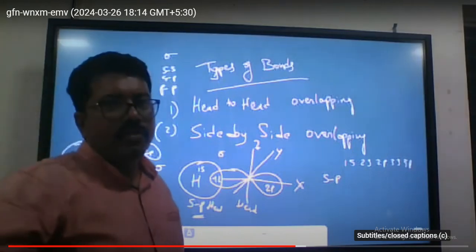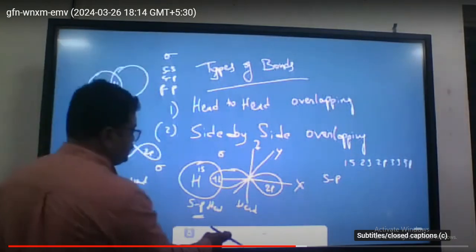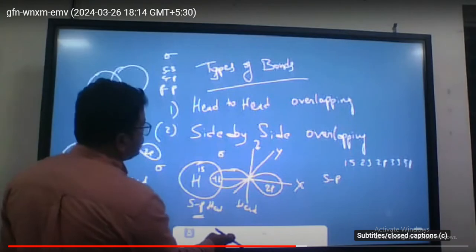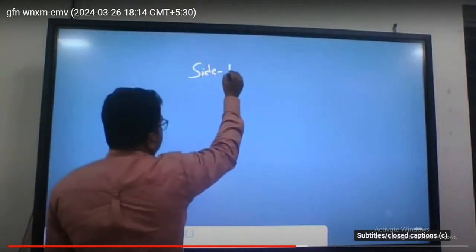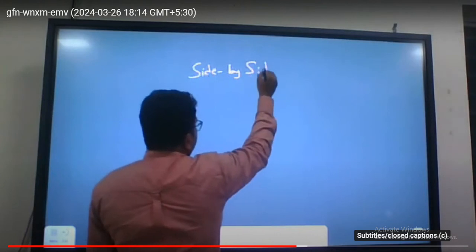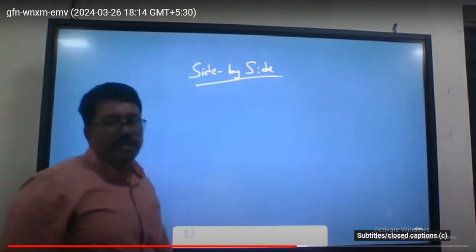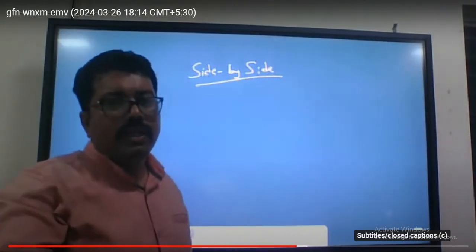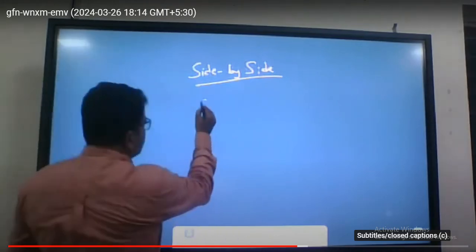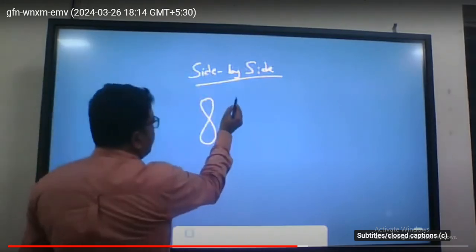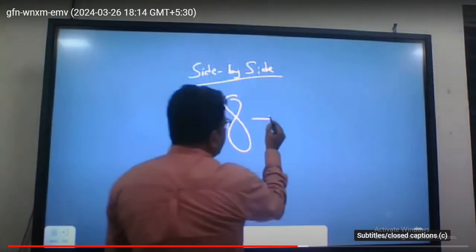Next, side by side overlapping. Side by side overlapping, meaning, for example, this is a p orbital and this is a p orbital. Where do they overlap? Here.